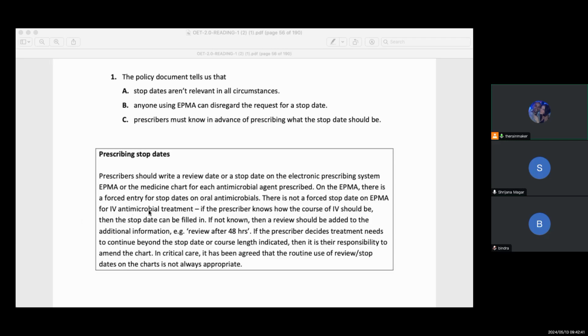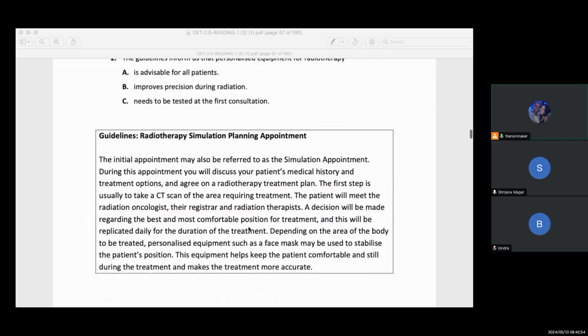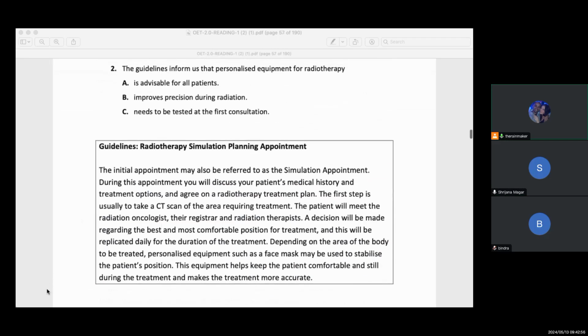So it says, if the prescriber knows how the course of IV should be, then the stop date can be filled. If not, then a review. I mean, थाहा भए पनि, थाहा नभए पनि, you can still manipulate. Check this. 2 minutes.